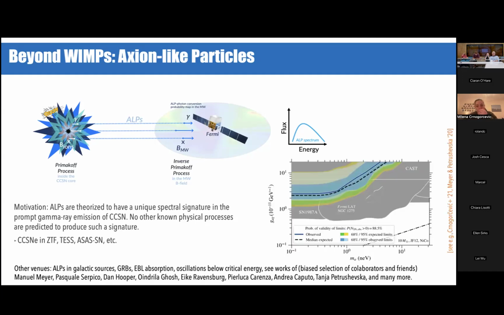And an example here is also an example of the upper limit plot for an axion-like particle. This is coming from Meyer and Petrushevska in 2020, and this is an example of using core collapse supernovae to search for axion-like particles. The Fermi-LAT constraints, unfortunately, are not necessarily the strongest ones. And the stronger ones actually come from the X-ray observations of galaxy clusters for these light axion-like particles.